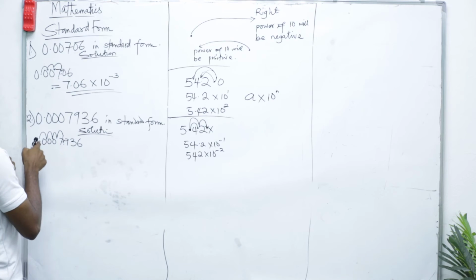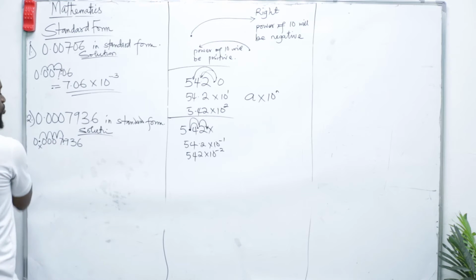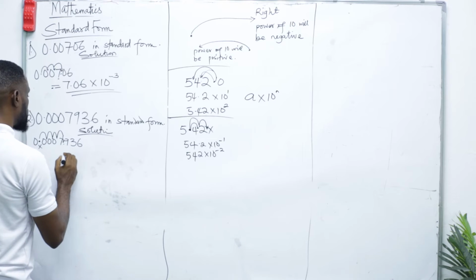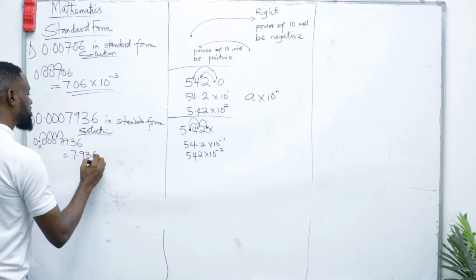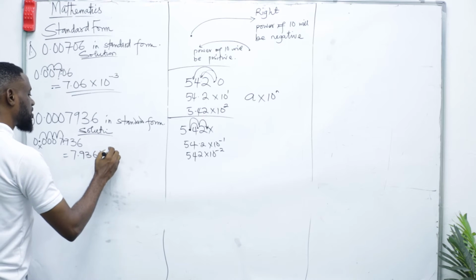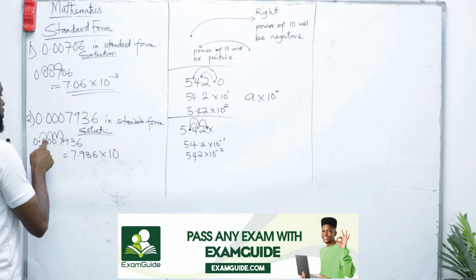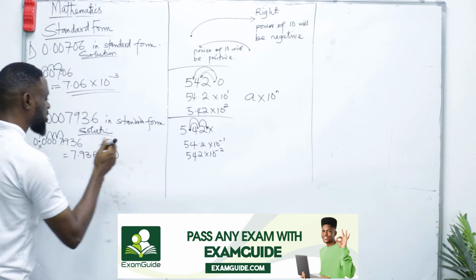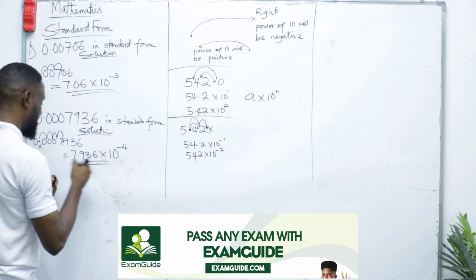So the decimal point is going out of this place, and everything here moves out to give us 7.936 times 10 raised to power. How many times did it move? It moved 1, 2, 3, 4. So this is minus 4. And that is the answer.